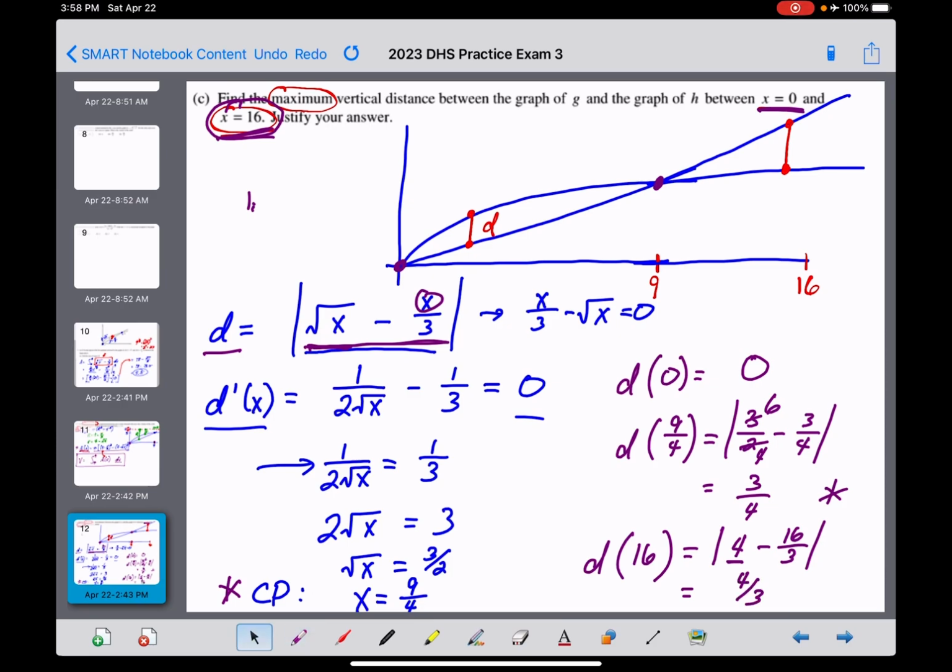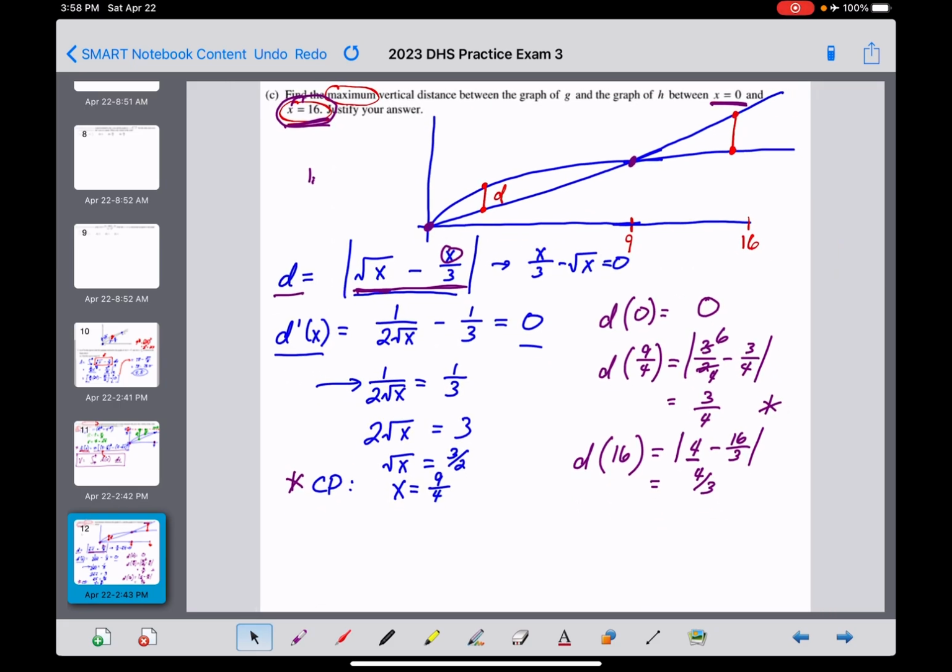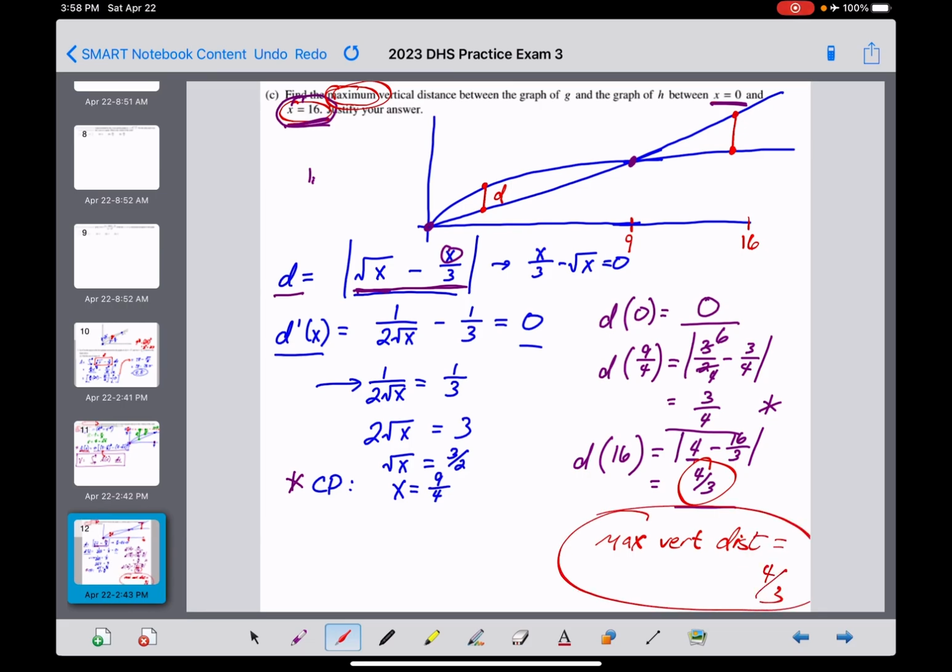And so, guys, we've considered this d function, this vertical distance function, at all 3 points that we needed to. The 2 endpoints, and then also at its one critical point. We were looking for the maximum possible distance between them, so what we found right here is that the max vertical distance is equal to 4/3. So that was a pretty tricky problem there for part C, but that's everything you needed to do in order to get all 3 points on that problem.